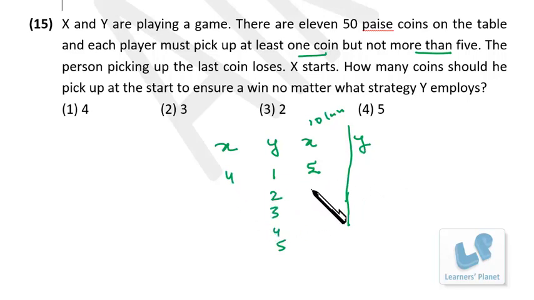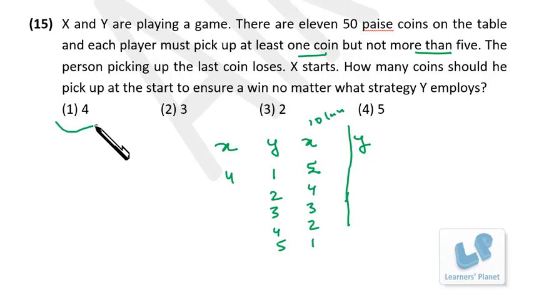So 4, 5, 9, then 4, then 4 and 3, 7, and 3, 10, 4 and 4, 8, 2, 4 and 5, 9, and 1. Okay, so this is the perfect solution, right? If X adopts this strategy, 10 coins will be finished by the last chance of X. After that, one coin will remain on the table that has to be picked up by Y. So he will be losing. So 4 is the correct answer.